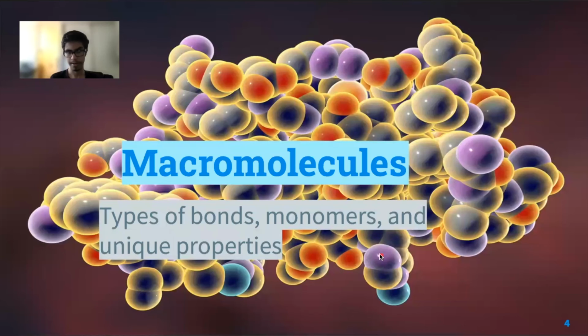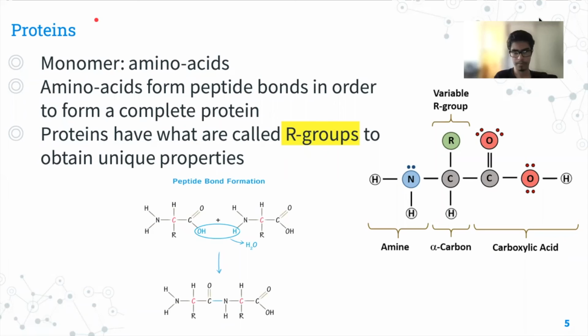All right, now we're going to move on to the section of macromolecules. So in terms of macromolecules, we're going to discuss the type of bonds, the monomers, and some of the unique properties of certain macromolecules. Okay, so let's talk about proteins.